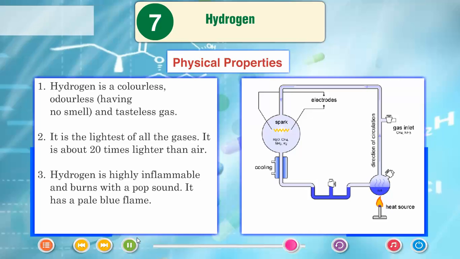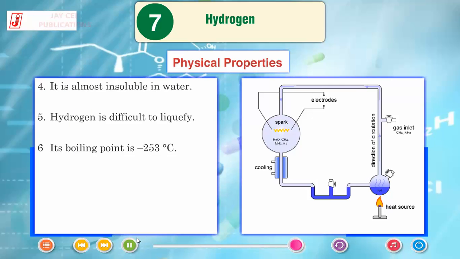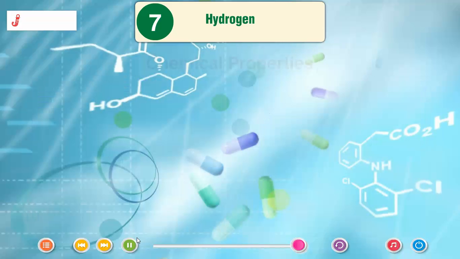Properties of hydrogen. Physical properties. Hydrogen is a colorless, odorless, having no smell and tasteless gas. It is the lightest of all the gases. It is about 20 times lighter than air. Hydrogen is highly inflammable and burns with a pop sound. It has a pale blue flame. It is almost insoluble in water. Hydrogen is difficult to liquefy. Its boiling point is minus 253 degrees centigrade.